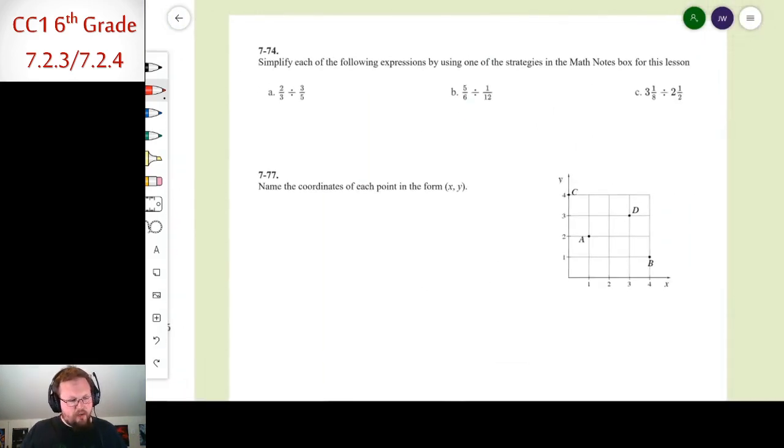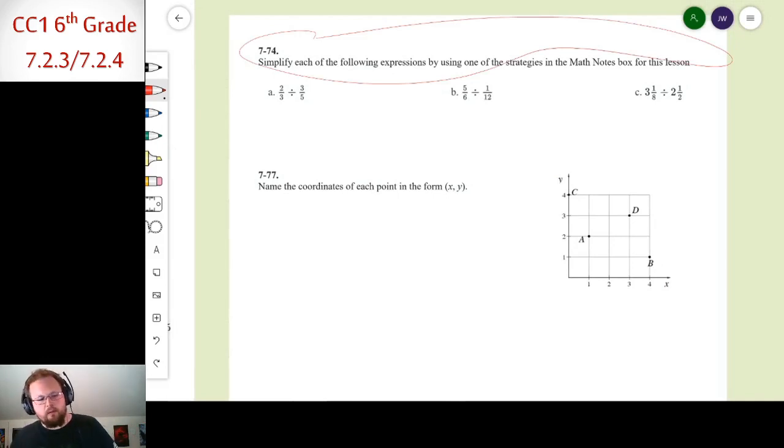On 7-74, again, it's jumping into the next lesson. Divide using whatever method works for you. I don't care what you do, but when you're dividing part C, you really, really want to do improper fractions first. 3 times 8 plus 1, 25 over 8, divided by 5 over 2.